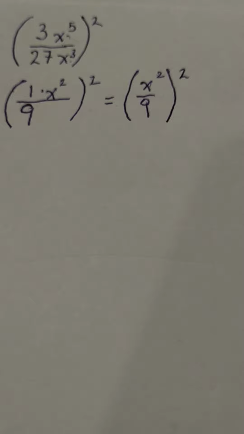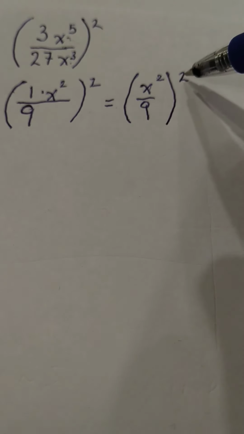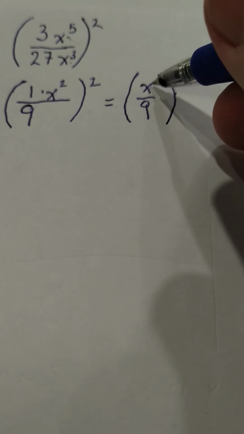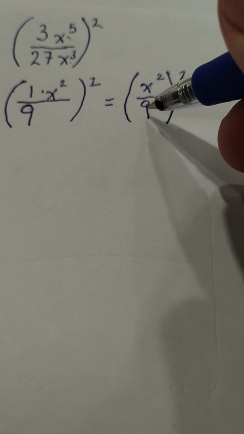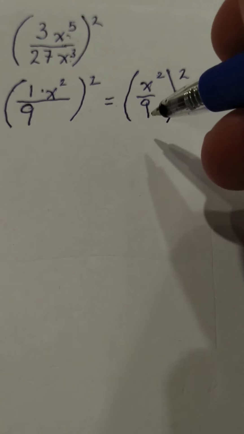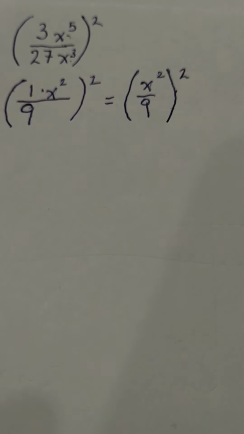Now what's not being taken into account is that this square goes with everything inside these parentheses. So it's going to go with the x and it's going to go with the 9. And we're going to use what's called the power rule. And the power rule happens when you raise a power by a power.